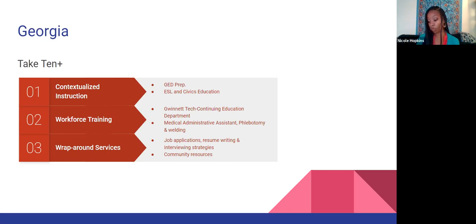They also enroll ESL students in their programming, which we do here as well in IBEST, and then help students toward completion of the GEDs or high school equivalency, and then also earning some of those industry recognized certifications. So they've got the CompTIA, phlebotomy technician, welding for manufacturing, and medical administrative assistant. So that is how Georgia's Take 10 has really kind of tackled IETs in their state.